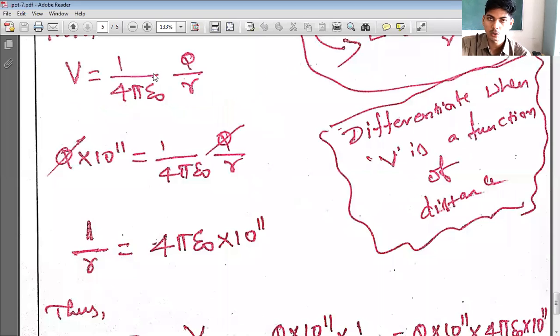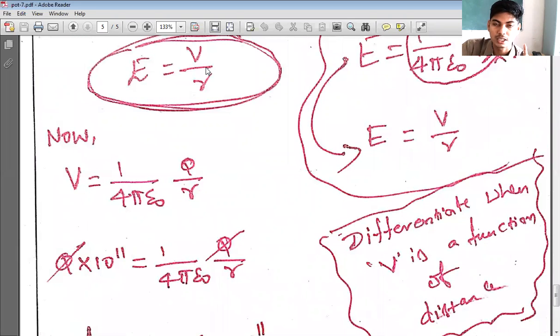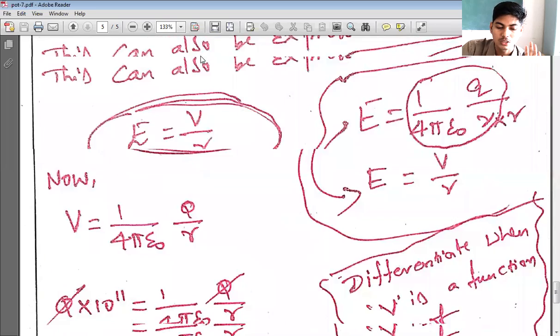As soon as I know that potential is given, I recall the potential formula. Potential is due to charge capital Q, so V is equal to 1 by 4 pi epsilon naught capital Q by R. I am asked to find electric field. I know electric field in terms of electric potential: E is equal to V by R. I know V, but I do not know R, so I always try to determine R. I want to find R because I already know V.